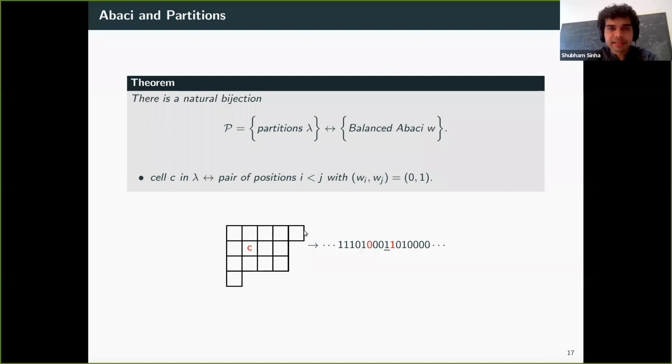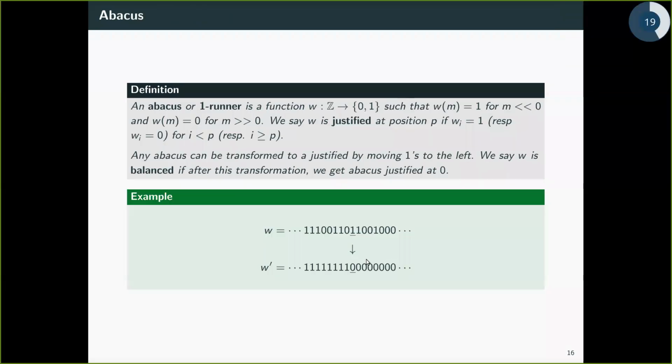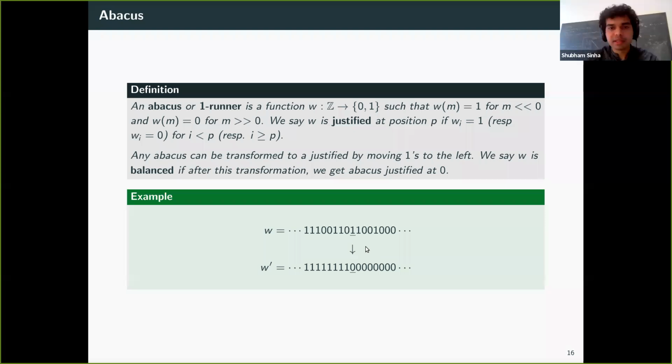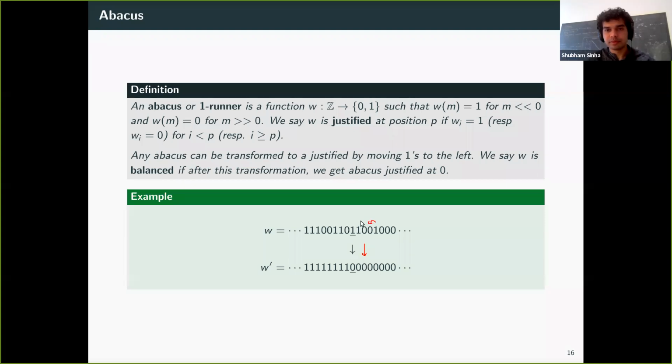Sorry, I did not follow. What is it to be justified by moving ones to the left? Okay, got it. I understood. Thank you. Yeah, understood. So you move all the way.